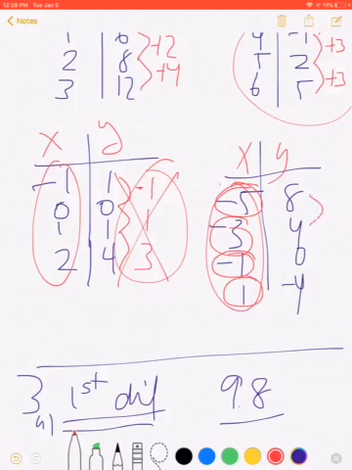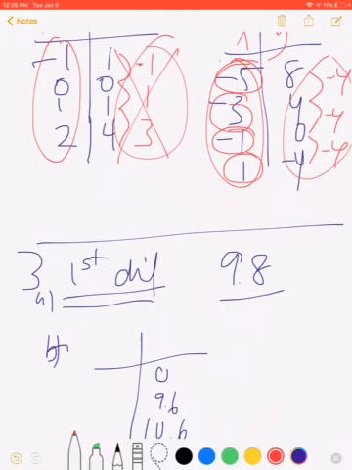Are they the same? 8 to 4 is minus 4. 4 to 0 is minus 4. 0 to minus 4 is minus 4. So each of these are minus 4. So in fact, it is linear.